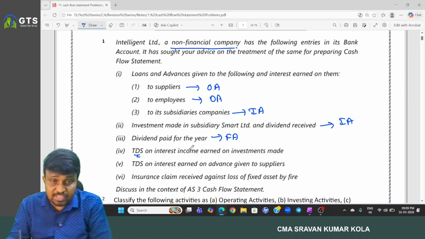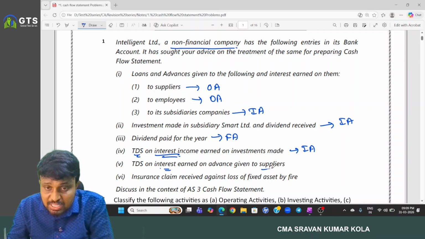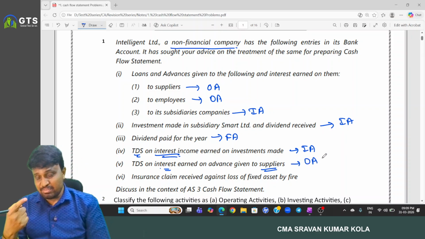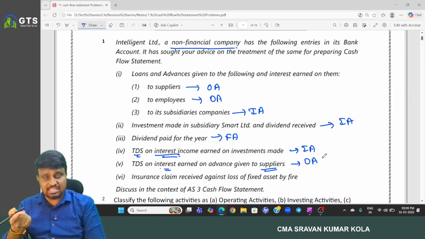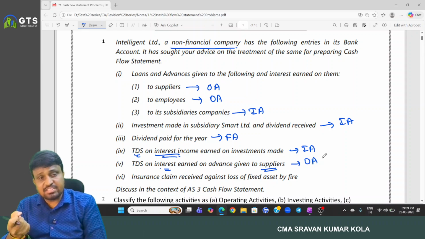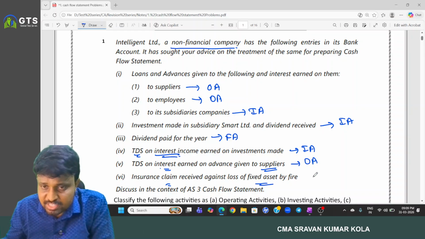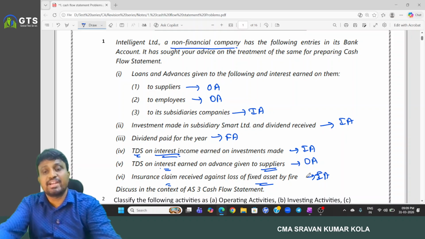And TDS. In case of TDS, what income? Interest income. That is an investing activity. And TDS on interest and an advance given to the supplier, that is an operating activity. Any loans and advances given to the supplier and whatever the interest there is, is an operating activity. Operating income related tax is covered under operating activity. Insurance claims, if relating to fixed assets, is an investing activity. If it is relating to goods, it is covered under operating activity.